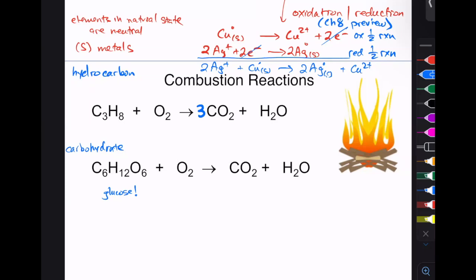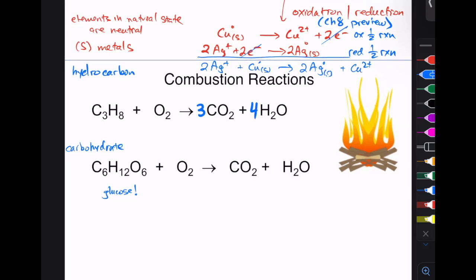Now in doing that, that does give us 6 oxygens there from the carbon dioxide, but I'm not going to look at oxygen yet. I'm going to save oxygen for last. Okay. So now let's go to the hydrogens. We've got 8 hydrogens on the left and only 2 hydrogens on the right. So how are we going to balance the hydrogens? Put a 4 here. Now the hydrogens are balanced. Now the carbons are balanced.